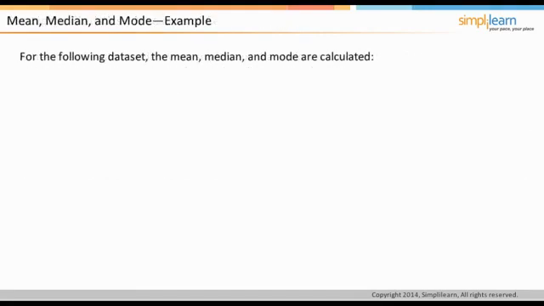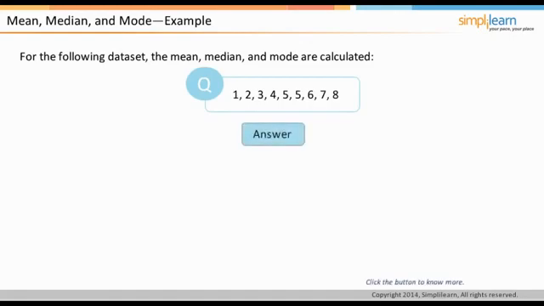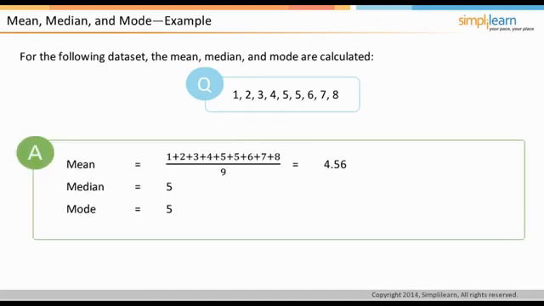Let us look at an example for determining mean, median, and mode in this screen. The data set has the numbers 1, 2, 3, 4, 5, 5, 6, 7, and 8. Click the button to know the answer. As previously defined, mean is the sum of all the data items divided by the number of items. Therefore, the mean is equal to 41 divided by 9, which is equal to 4.56. The number in the middle of the data set is 5. Therefore, the median is 5. Mode is the most frequently occurring number, which is again 5.